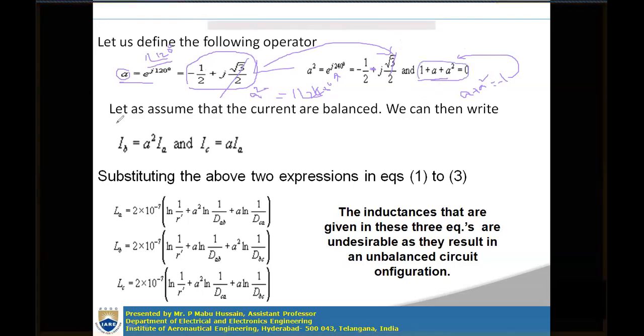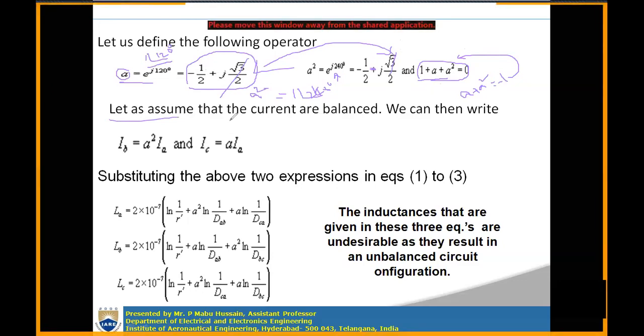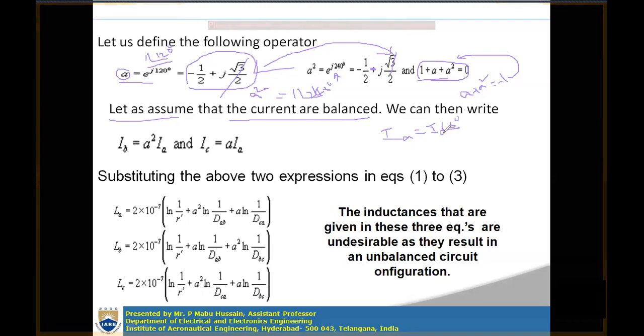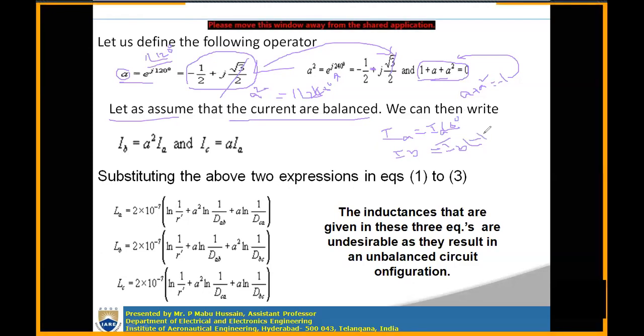After assuming one operator a, you have to take another assumption, which is that the currents flowing through all the three phases are balanced. What do we mean by balanced currents? Balanced currents can be written as IA is equal to I at an angle 0 degrees. Then IB is the same, the magnitude of current is the same, IB equals I, and the phase angle will be minus 120 degrees.